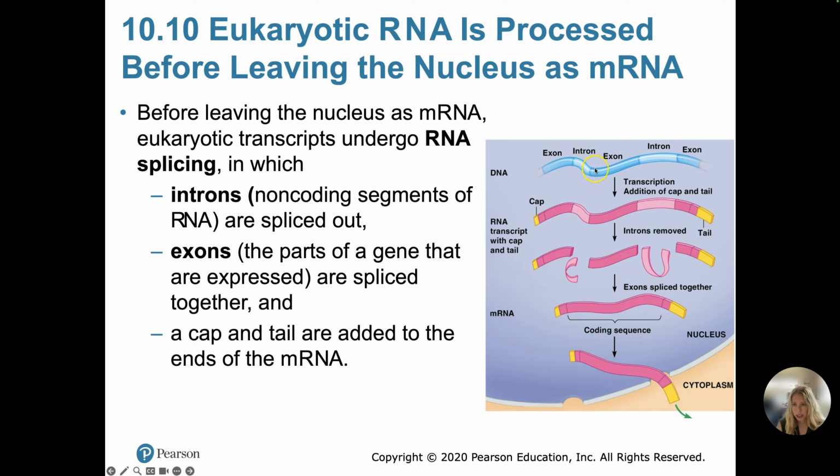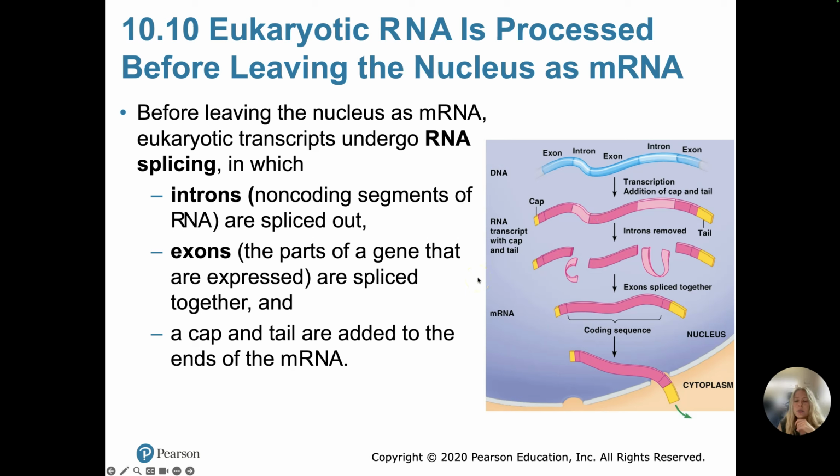So this lighter blue here is an intron, and this lighter blue is an intron in DNA. When that DNA is transcribed into RNA, the intron is shown in light pink. The first thing that needs to happen is those introns need to be removed, so they're just kind of cut out. Exons are the part of a gene that are expressed. In DNA, they're shown in darker blue here, and then in RNA, the exons are in the darker pink.